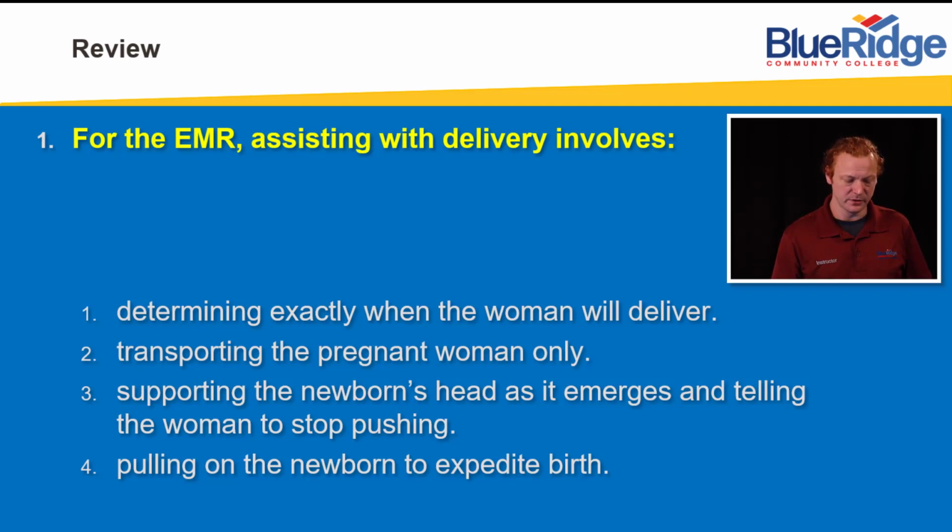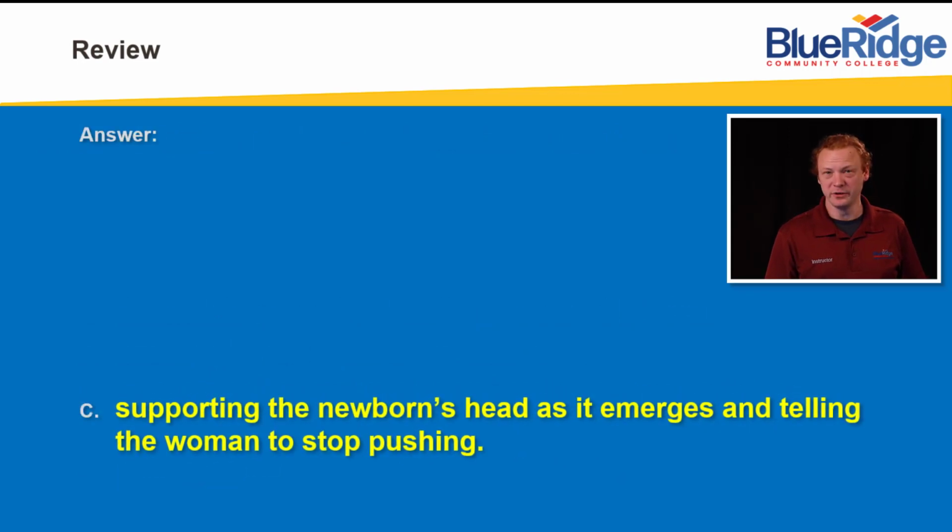Of course, the answer on that one is going to be 3, better known as C, supporting the newborn's head as it emerges and telling the woman to stop pushing. Remember that once the head is completely out of the vagina or the birth canal, the rest of the body will follow shortly thereafter.